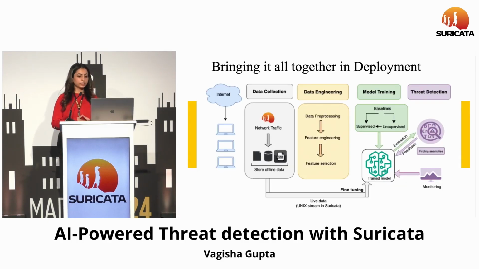So bringing it all together in deployment, how does this work in real-time applications? You have different devices connected to the network, and they generate raw network traffic. You can use Suricata to capture that traffic, or you can use PCAPs if you know what use case you are going to work with in identifying anomalies.